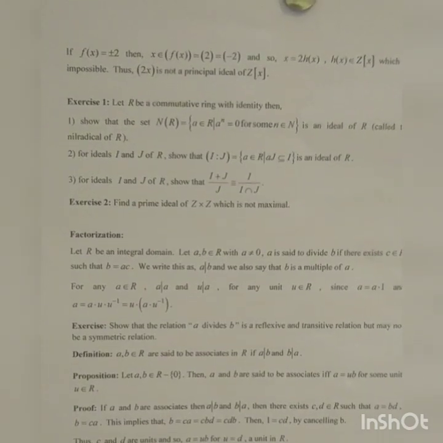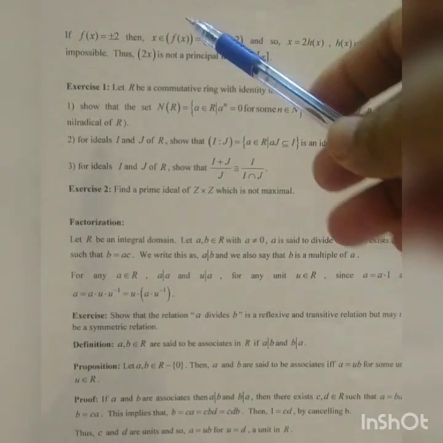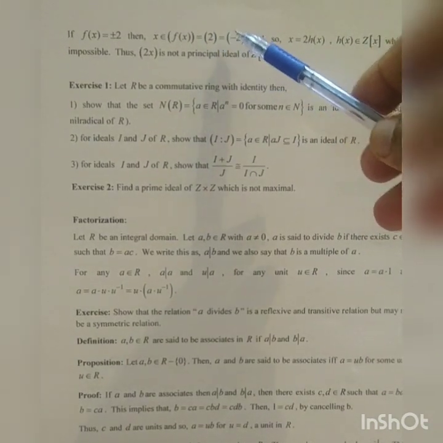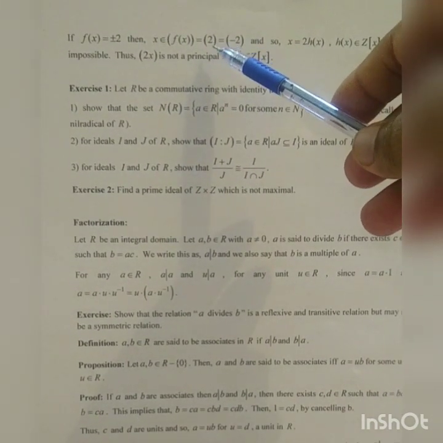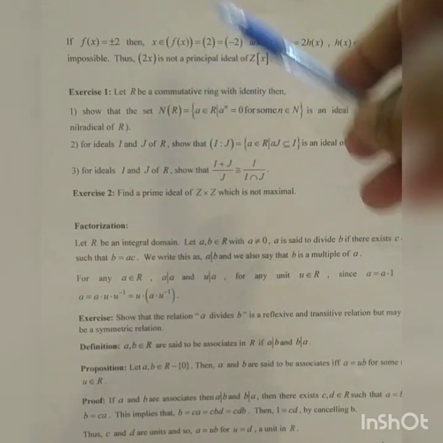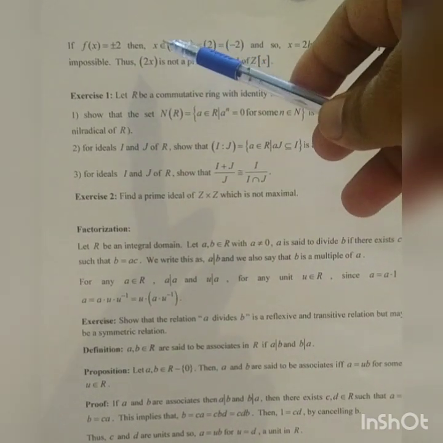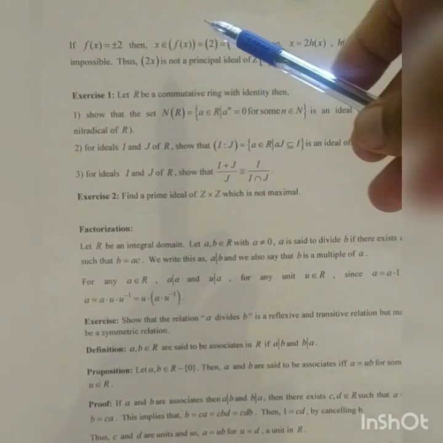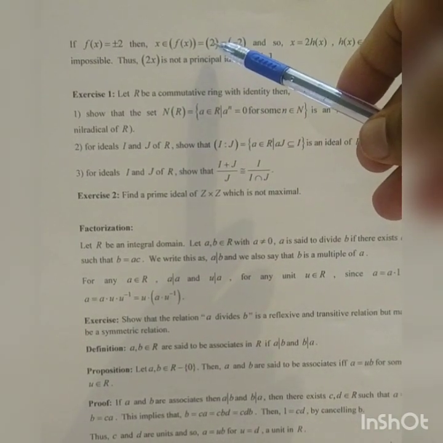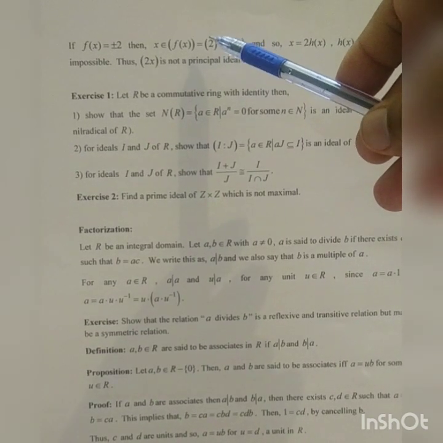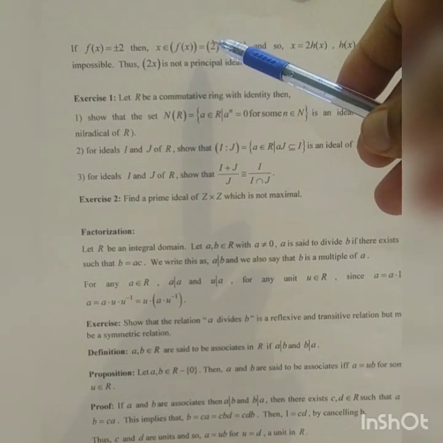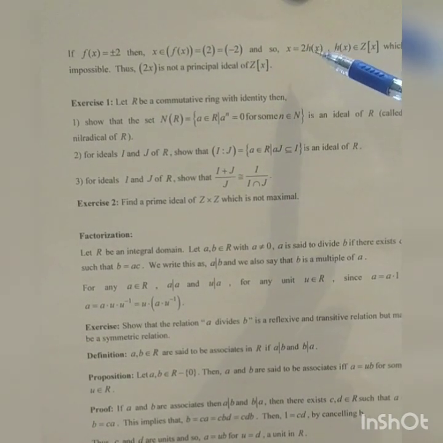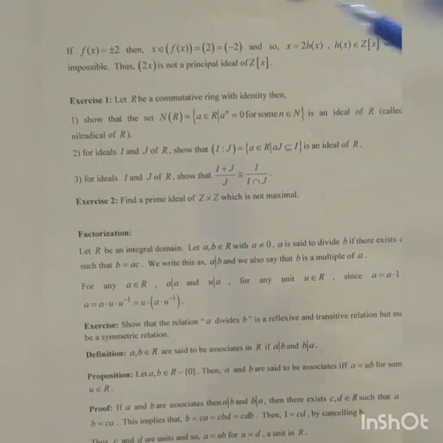Suppose f of x equals plus or minus 2, then the ideal generated by f of x is either the ideal generated by 2 or the ideal generated by minus 2. For the time being, let's say it is the ideal generated by 2. And we knew that x is also a polynomial present in this. But we knew that the ideal generated by 2 must contain elements of the form 2 times a polynomial. So x will be of the form 2 times some h of x, where h of x is a polynomial in Z[x].